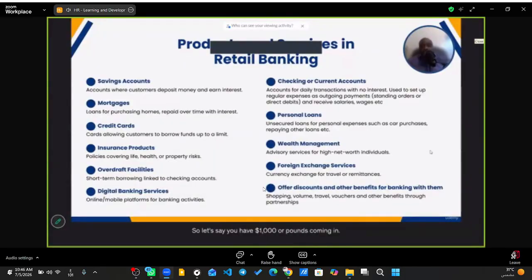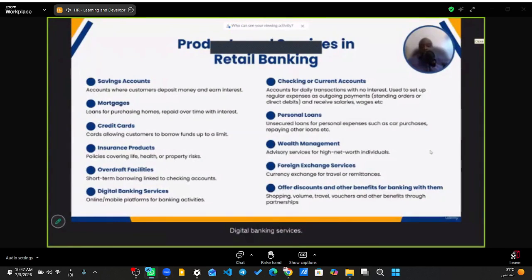So let's say you have $1,000 or pounds coming in. They could give you an overdraft up to 300 maybe, and so you can withdraw 300 above what you have. They charge you a fee over time.